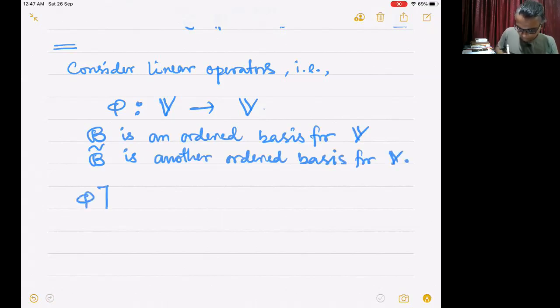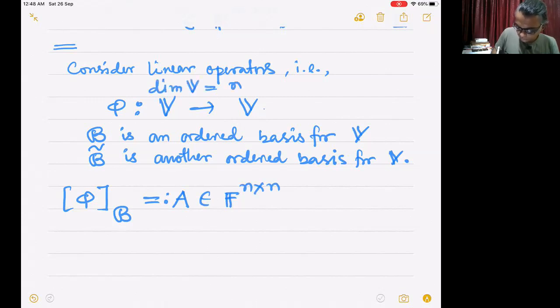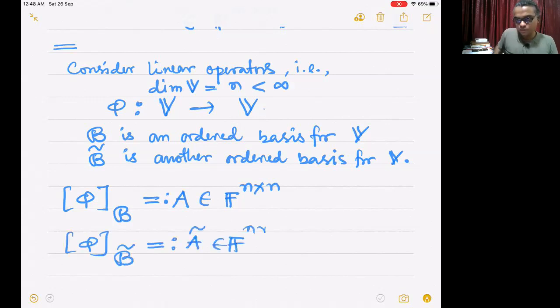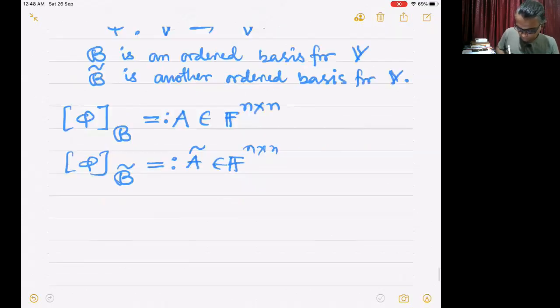Phi admits a representation in B. Suppose that is matrix A. This is going to be a square matrix now because it's from the same vector space to itself. We are assuming that the dimension of V is equal to n, which is finite. And we also have phi in another basis, and suppose that's A tilde. This is also an n cross n matrix. The question is, how are A and A tilde related?